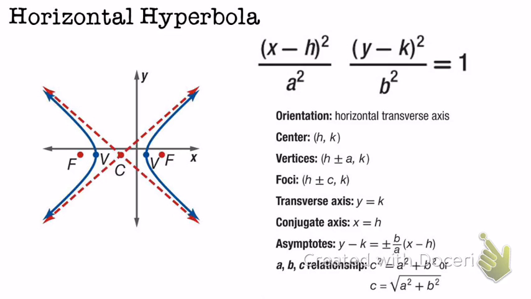So this time the vertices are going to be the points on the left and right of the box. So that is at (h plus or minus a, k). The focus points are going to be (h plus or minus c, k). So again, still using c equals the square root of a squared plus b squared. You're going to move c spaces from the center left and right. And the equation for the asymptote this time is y minus k equals plus or minus b over a times (x minus h). And you can again move the k to the right-hand side by adding k.